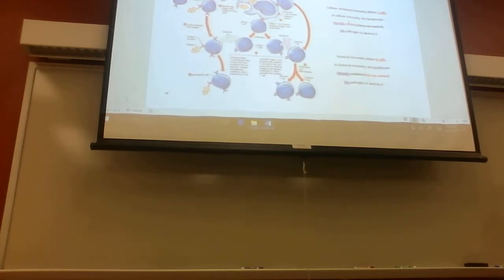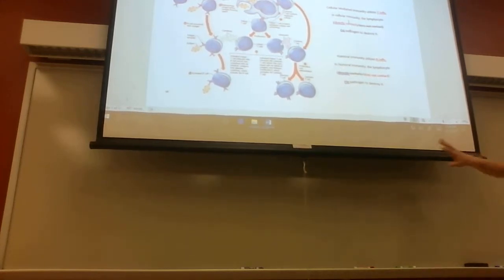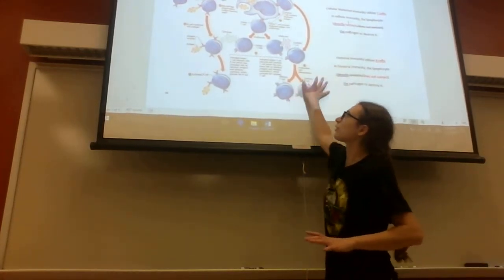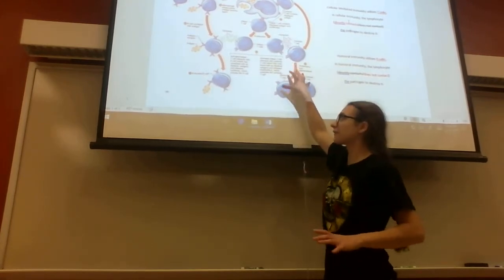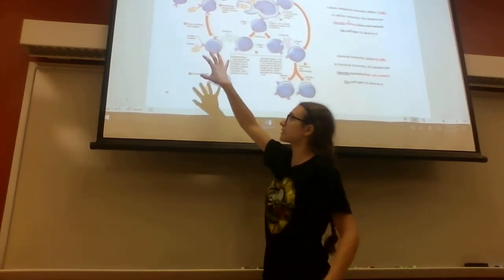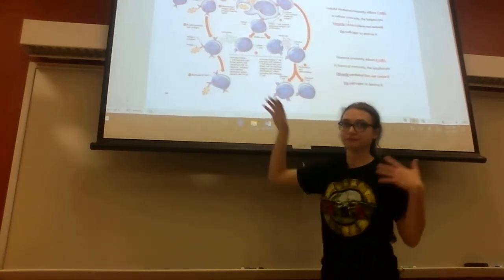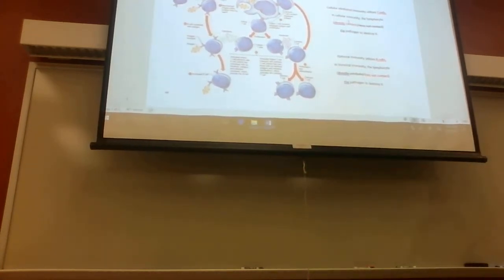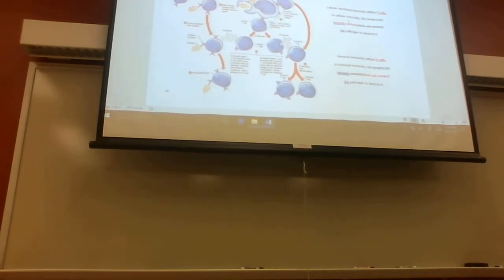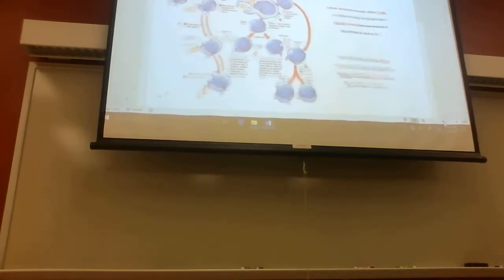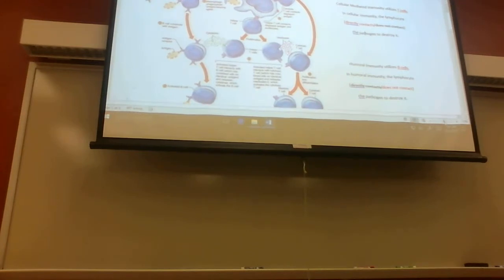Just draw a line through it, because we're going to go over this half, and then we're going to go over this half. This is the T cell half, the cellular mediated half, and this is the humoral mediated part of the immune system. So cellular mediated immunity utilizes T cells. Within cellular mediated immunity, the lymphocyte directly contacts the pathogen to destroy it.